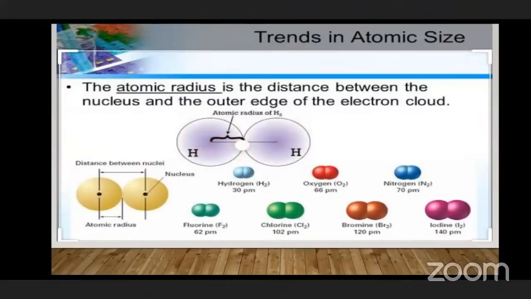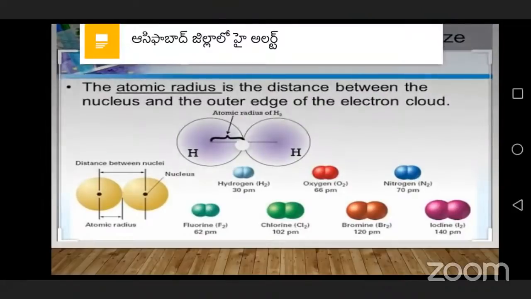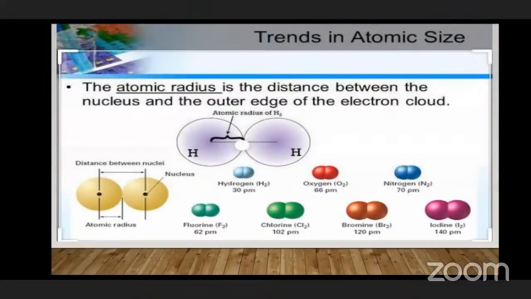Okay. So this is only the definition of atomic radius. That means the atomic radius definition only: the distance between the nucleus and the outer electron cloud, the outer edge of the electron cloud. It can be measured in picometers itself, right?